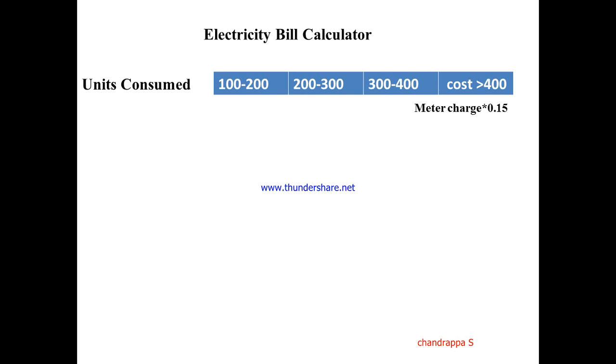Consider the next criteria. If the electricity bill is greater than 400 Rs, an additional charge of 50%, meaning 0.15 of the entire electricity bill, will apply.